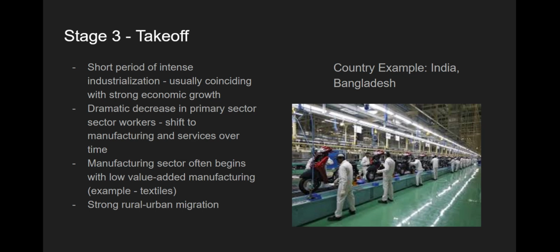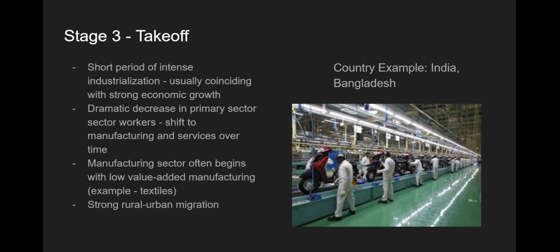But you have a lot of manufacturing that pops up within the country usually. And usually this manufacturing is what we call low value added manufacturing, which essentially means that they are producing lower cost goods. Textiles is usually a really good example. You often see, in the countries that are just going through what we call takeoff, that labor costs dictate that it's cheaper to produce these types of goods in countries that are newly industrializing.